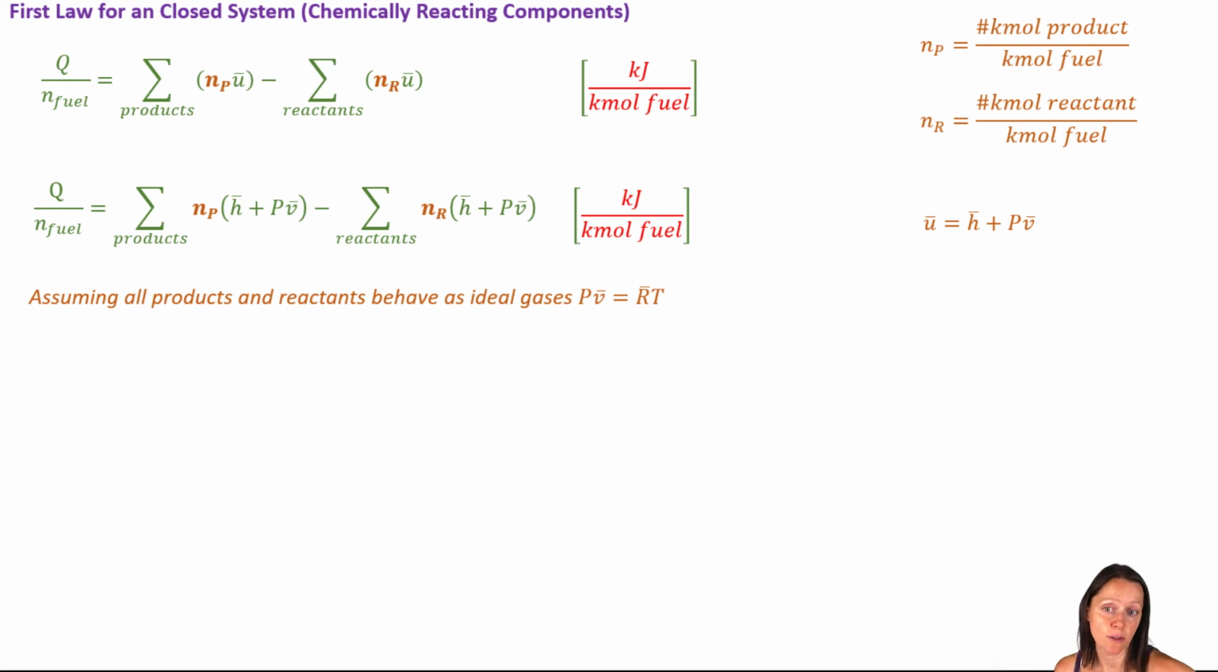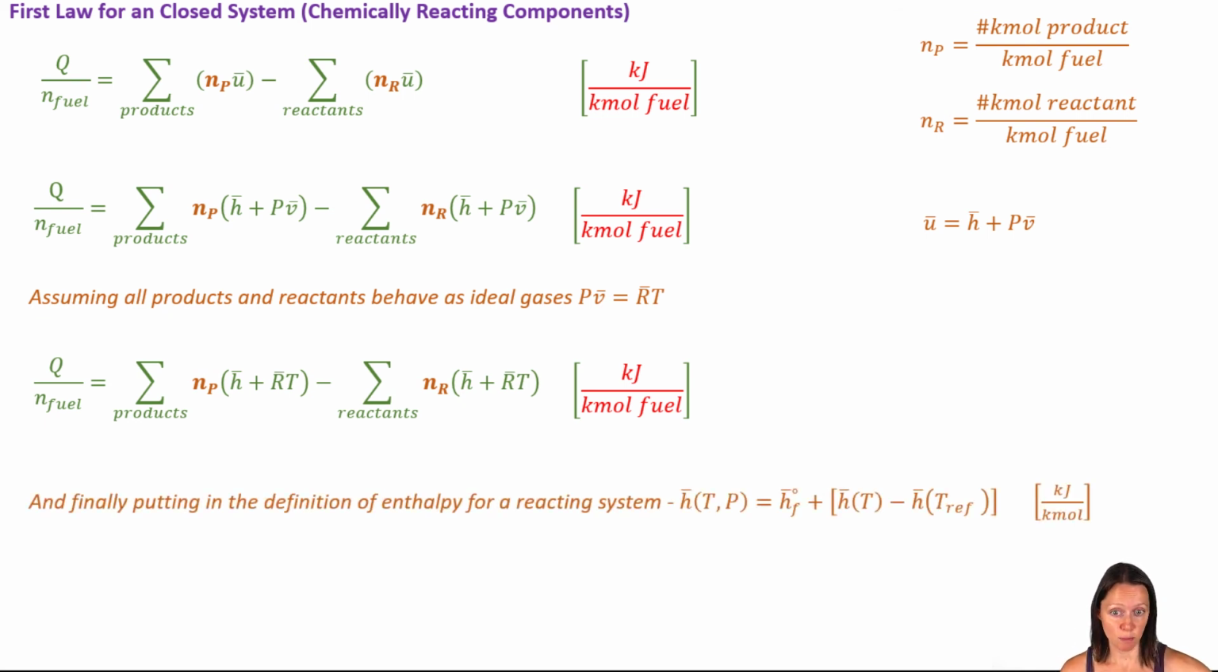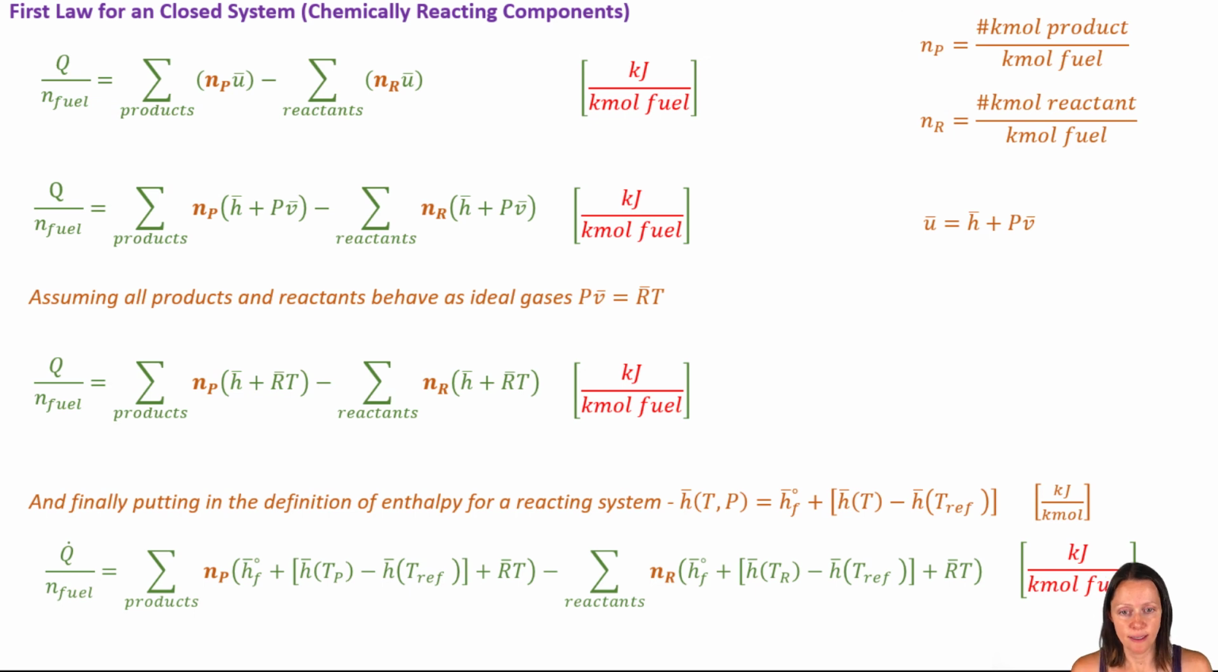So if I apply the ideal gas law and express P V bar as R bar T, and then bring in the definition for H bar, taking into consideration that this is the enthalpy of formation plus H bar at whatever temperature my product or reactant is at, minus H bar at the standard reference state, this is the final equation that I get. There's a lot of information here. Oh, and at the very bottom, I'm sorry, that's not Q dot, that's just Q. I'll make a note in the video, but it's Q, not Q dot, and that would be in kilojoules per kilomole of fuel.